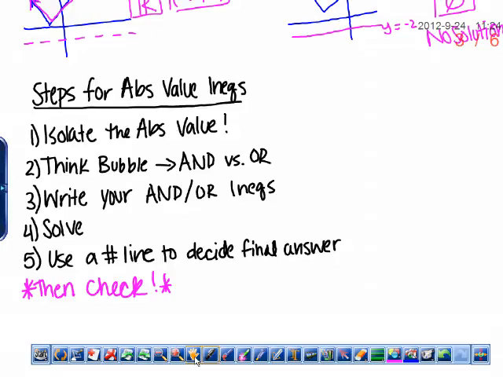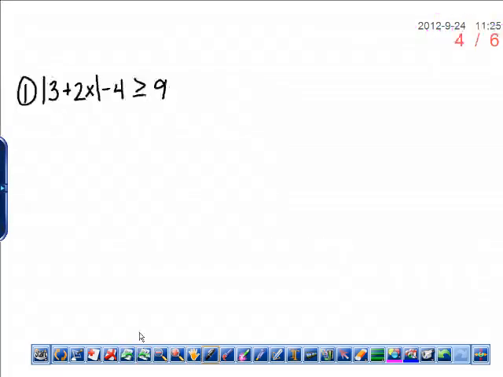Then you'll understand what the think bubble means in just a second. But basically, you've got to decide, is it and or is it or? Great or, less and. We've got to decide. We're going to write our inequalities so that we can solve them. And then we're going to check our answer on a number line and check the values that we come up with. Okay? All right, let's give it a try.